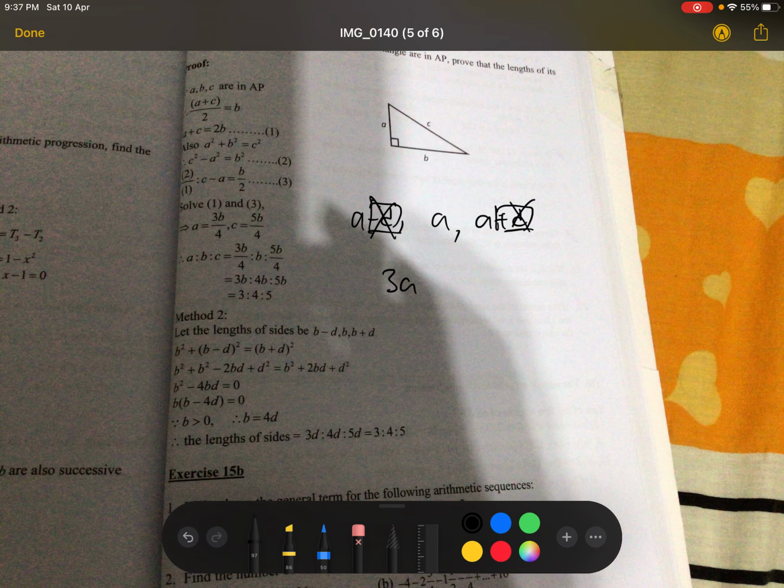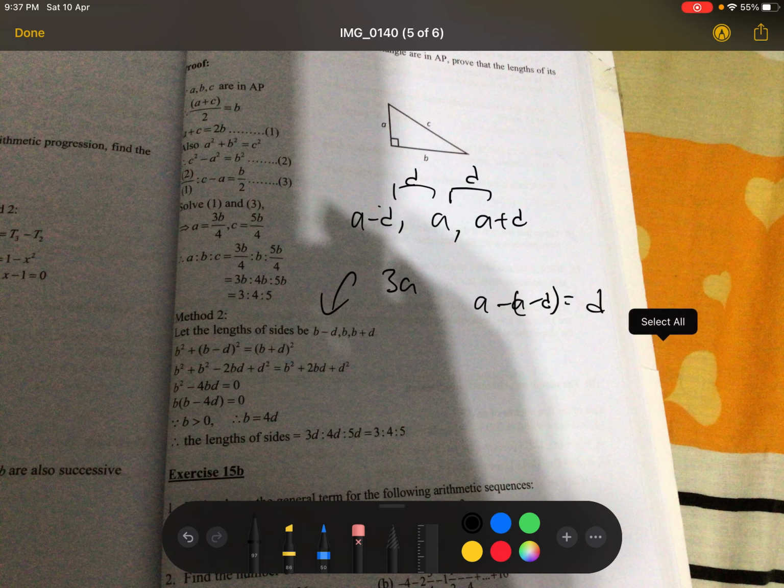The d wouldn't be needed when you're adding them together, but you still need d because the d proves that they are an AP, because remember, these are in AP, so a minus d equals to d, right? So it proves that they are an AP because they have an equal common difference. So yeah, that is for method 2. So method 2, after you get these 3 sides, you know that the longest side will be a plus d, because when you add a value, it's certainly going to be bigger, right? So the biggest value is a plus d, or in this case b plus d.